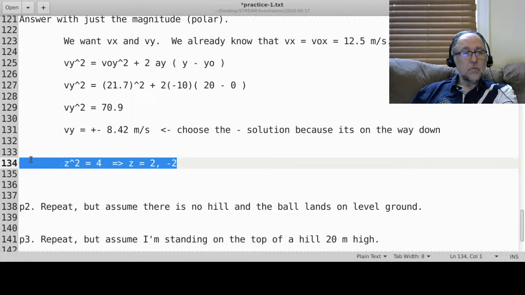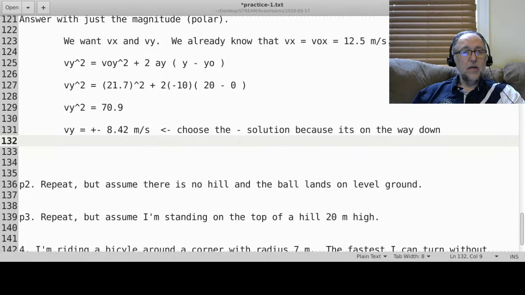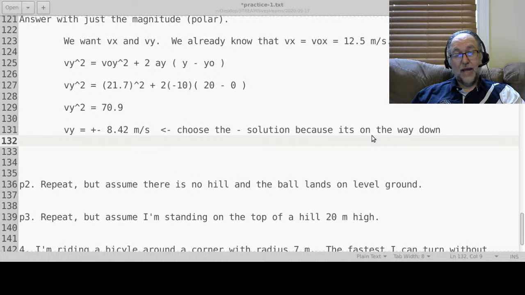Okay, and the reason that's important in this situation is because you're hitting the ground on the way down, so Vy is negative. Yes, there's a positive solution and a negative solution, but you choose the negative solution because it's on the way down. It won't make a difference for the magnitude, but it would make a difference for the direction. On the way up, Vy is positive and you'd have an angle in the first quadrant, but on the way down, you'd have an angle in the fourth quadrant. I didn't ask for the angle in this problem, but I just wanted to emphasize that.